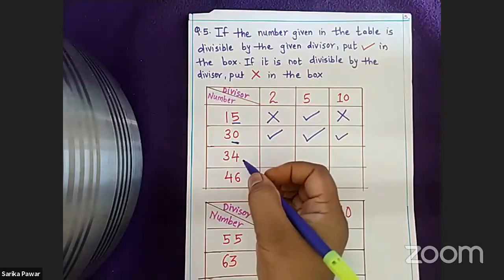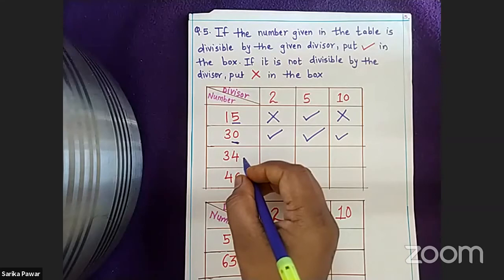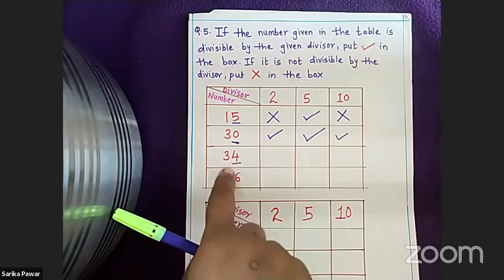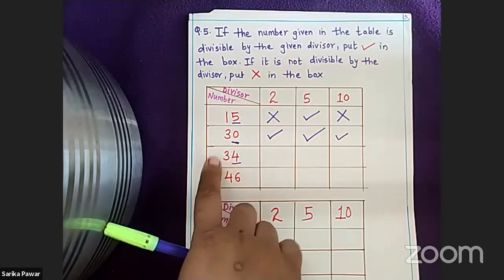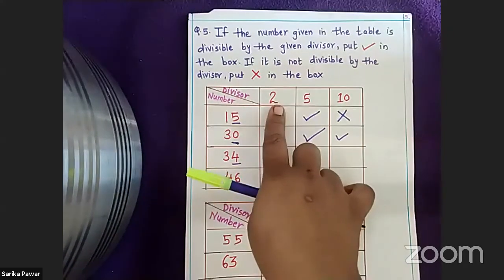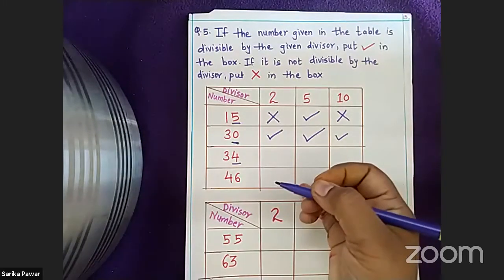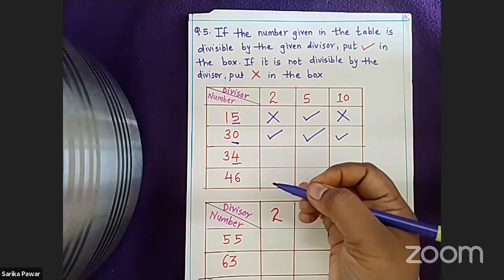Now see the next number, 34. Here, which is the unit place? 4. Very good. Now this number is 34. Is 34 completely divisible by 2? Yes or no? No.